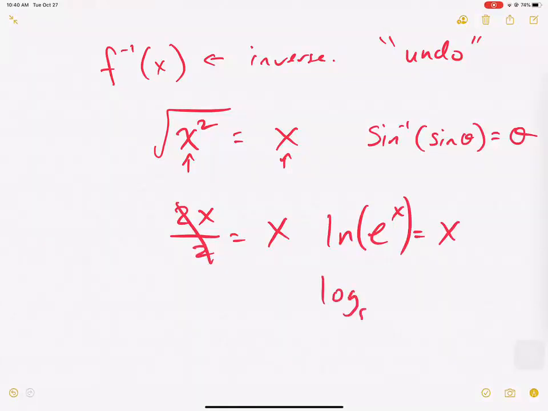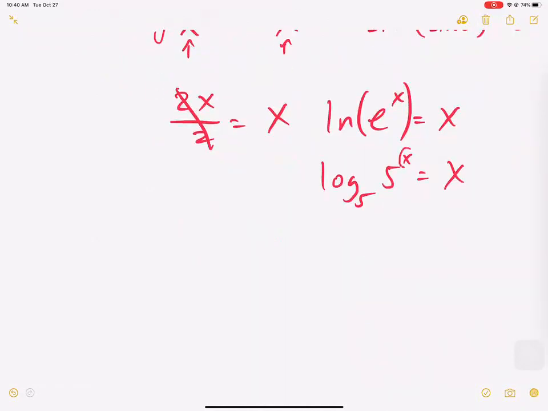Log base 5 of 5 to the x was x. Let me do this one for you. Logs bring down the exponents, bring down the x, and log base 5 of 5: what exponent of 5 gives you 5? That's 1. Just as a reminder for logs.